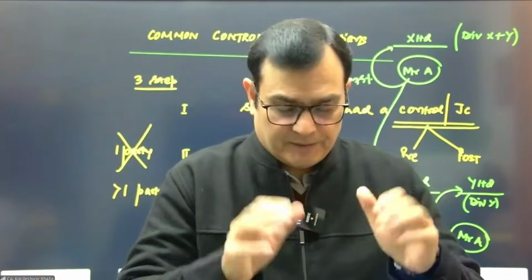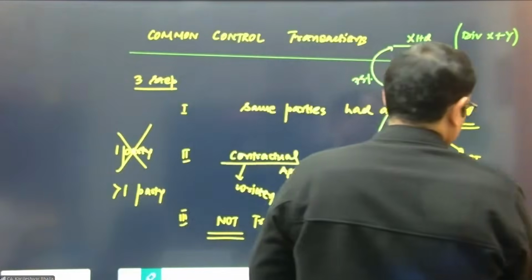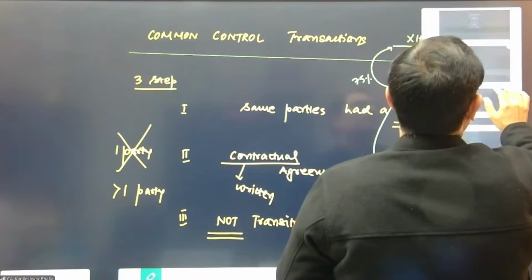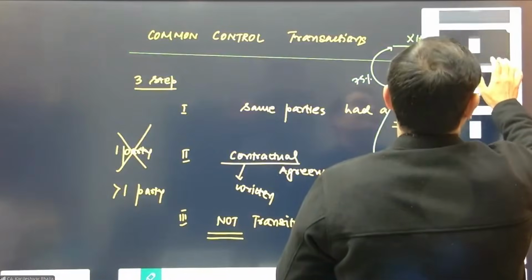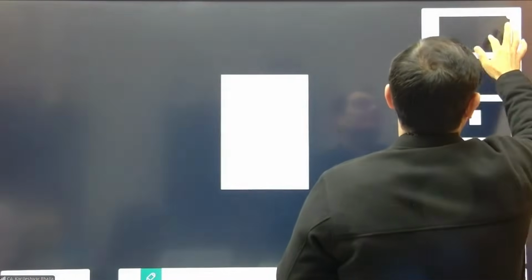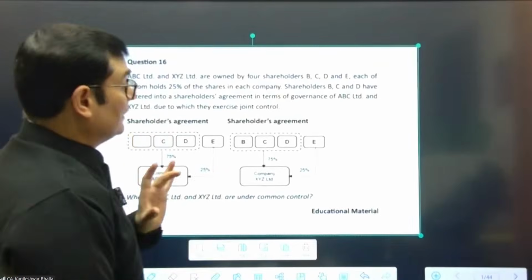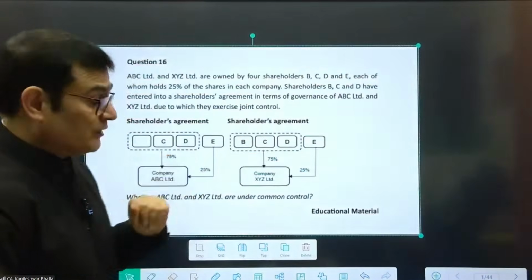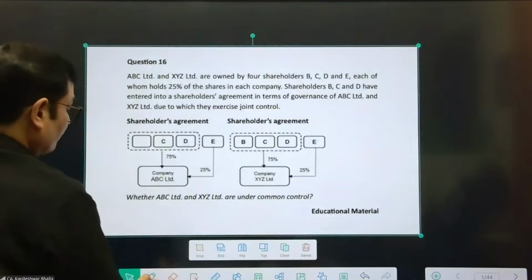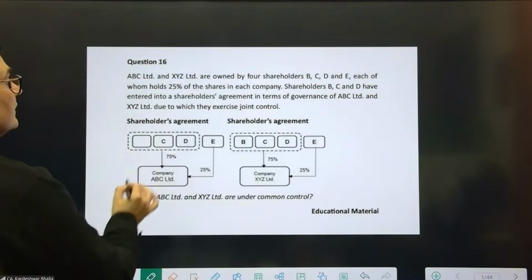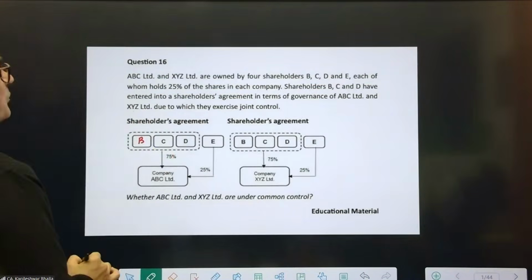Now, how do we apply this? Let's understand this. I am carrying 2-3 small questions on this area to give you clarity. These are also given in the study material. Let's have a look at this particular question. Let me zoom it across. Let's look at question number 16. We'll apply the three-step model to understand whether we fall under the ambit of common control accounting or not. So this is B. I think it's missing. Let me put it as B.